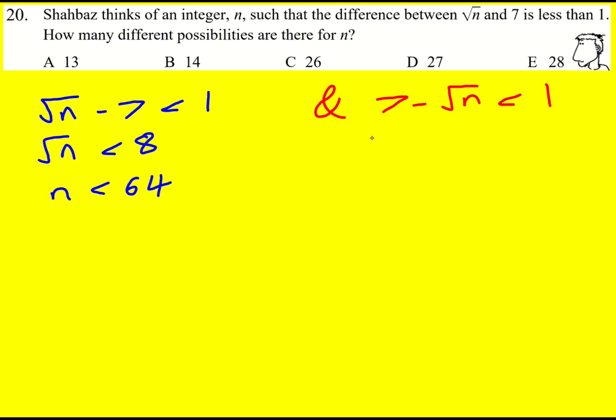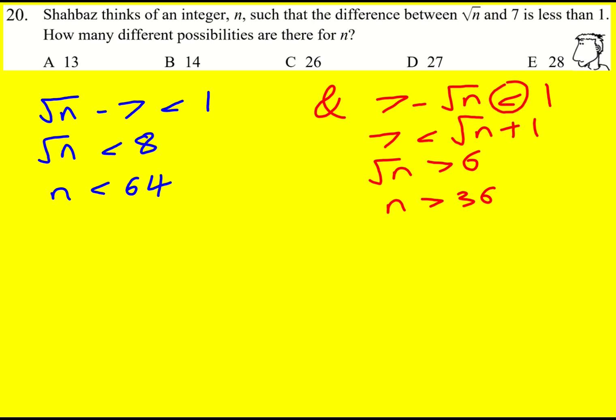Then I'm going to take it steady. 7 is going to be less than root n plus 1. So root n will be greater than 6. So n will be greater than 36. I could have done minus 7 to give minus 6 and then times through by minus 1, changing the sign. But I decided to just take it a bit steadier.